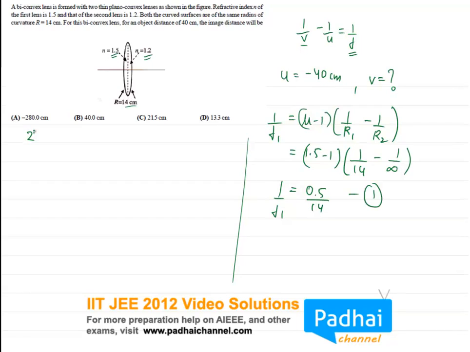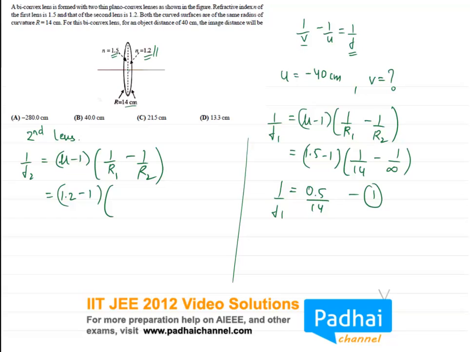Now for the second lens, 1 upon f2, again the same formula should be applied. 1 upon r1 minus 1 upon r2. So this will be equal to, now the refractive index for the second lens is 1.2. That means 1.2 minus 1. Now what is r1? Since it is first of all plane, that means 1 upon infinity minus 1 upon r2. R2 is the radius of this lens. 1 upon 14 minus 1 upon 14, because this lens is facing on the left hand side. So this will be equal to 0.2 by 14.